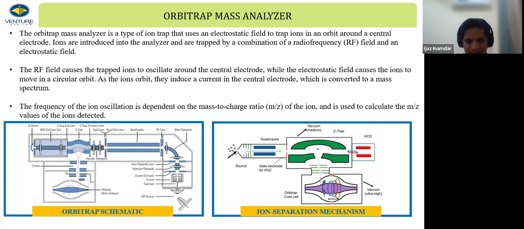The Orbitrap is again equipment that has gained a lot of traction. It is very popular among people who are doing small molecules or proteins because of the resolution. The resolution is very high, the scanning speed is very good, and again, it works on the same principle.